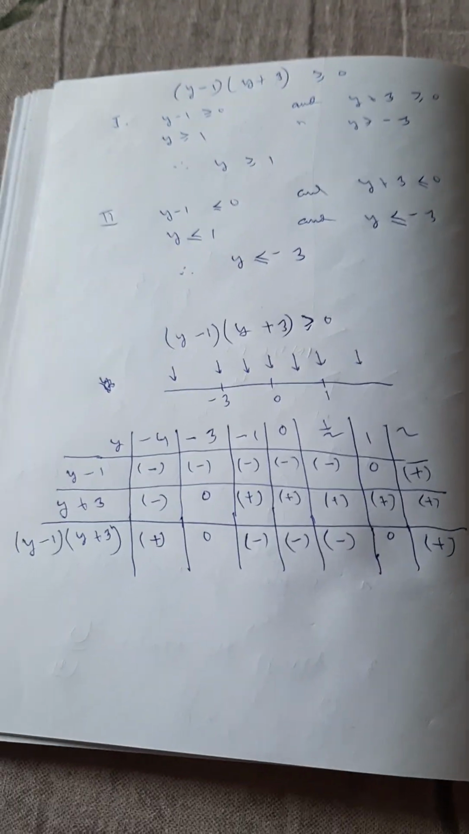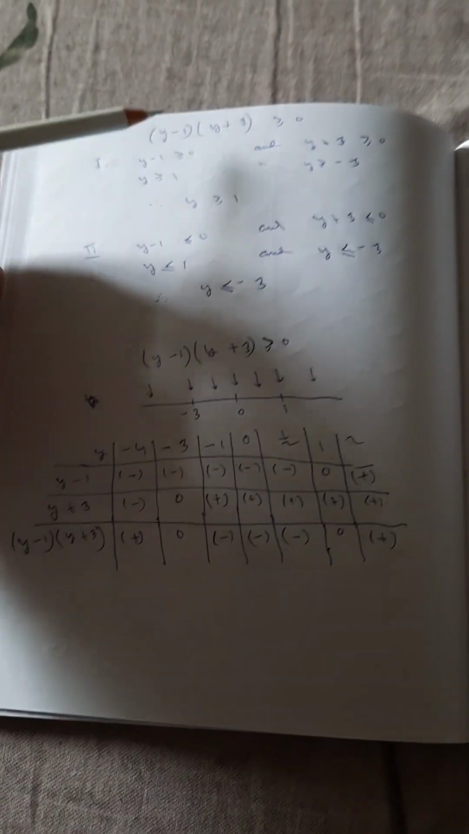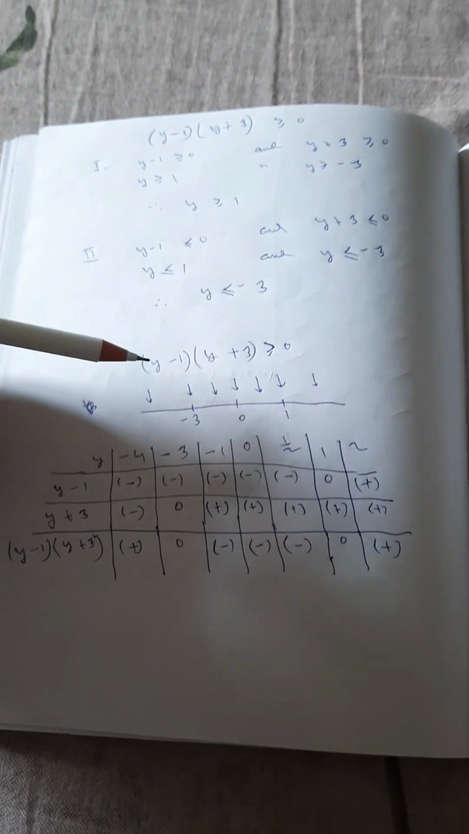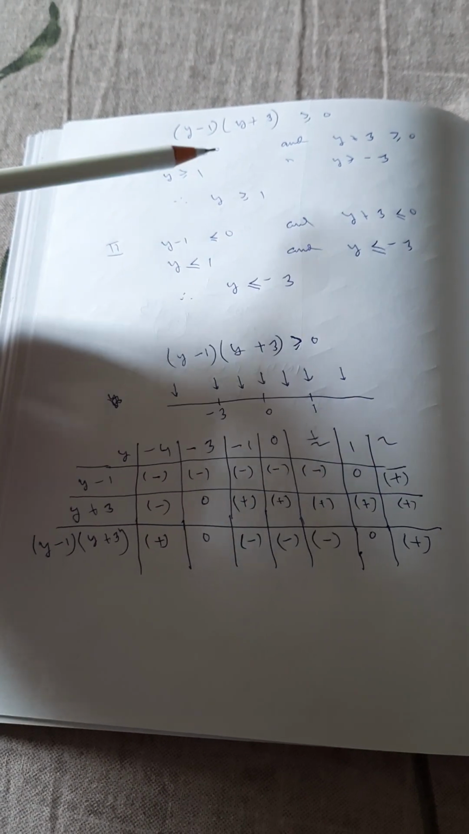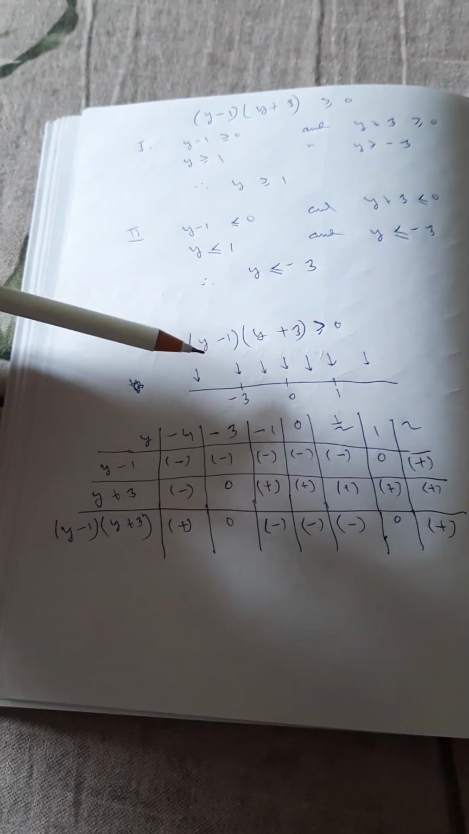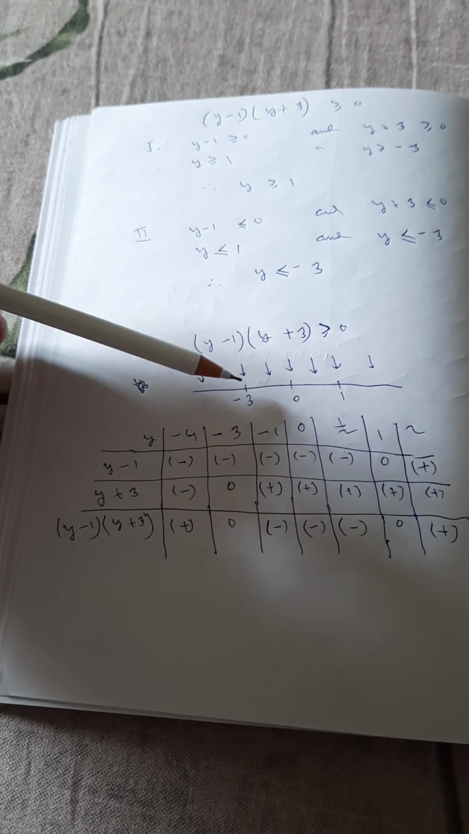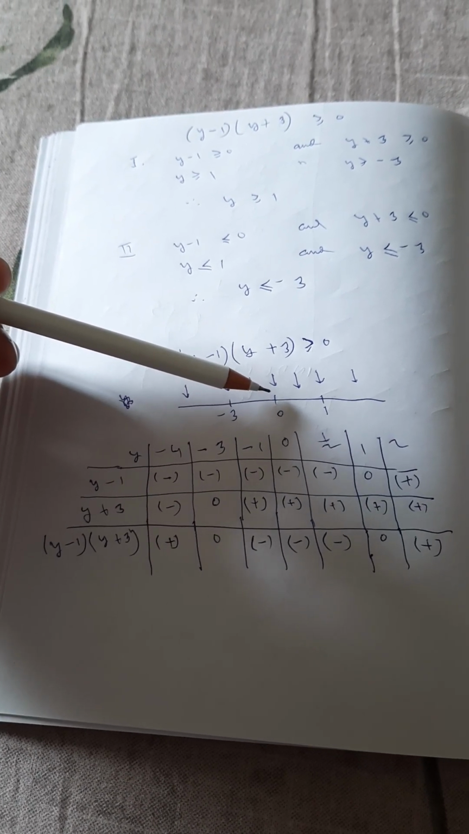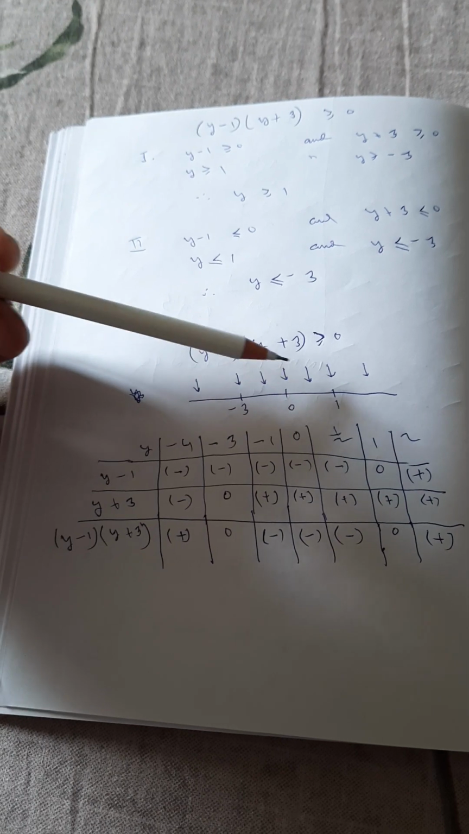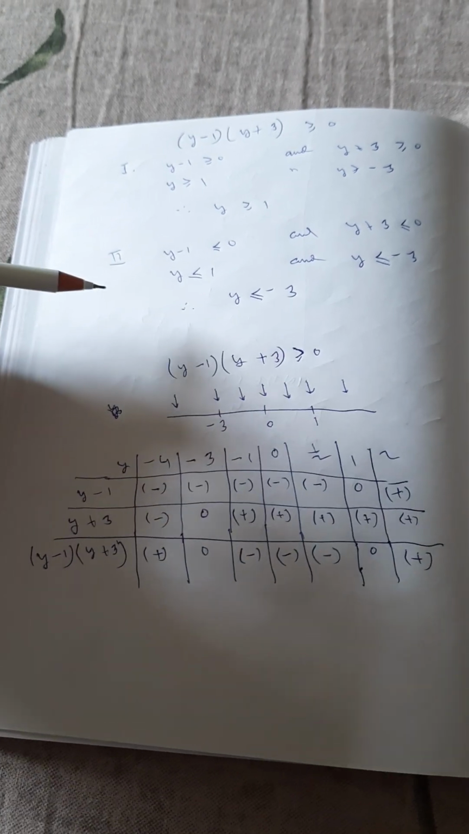Now let us do it with another method. This is y minus 1, so one of the values that we take will be 1. This is y plus 3, so another value of y that we will take on the number line will be minus 3. 0 is always taken, as from 0 we get some change in the inequality.